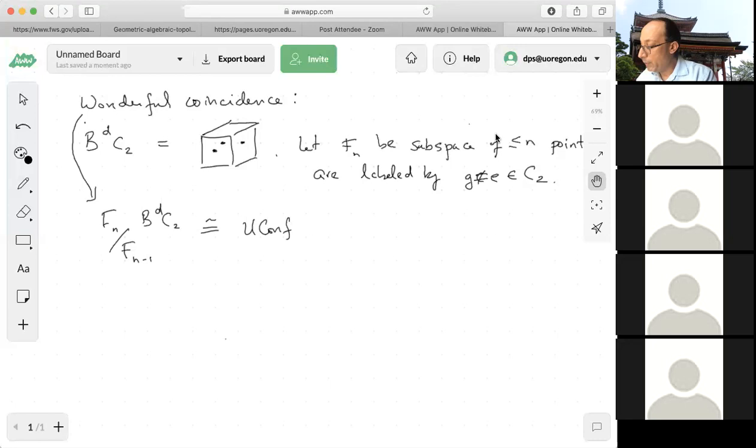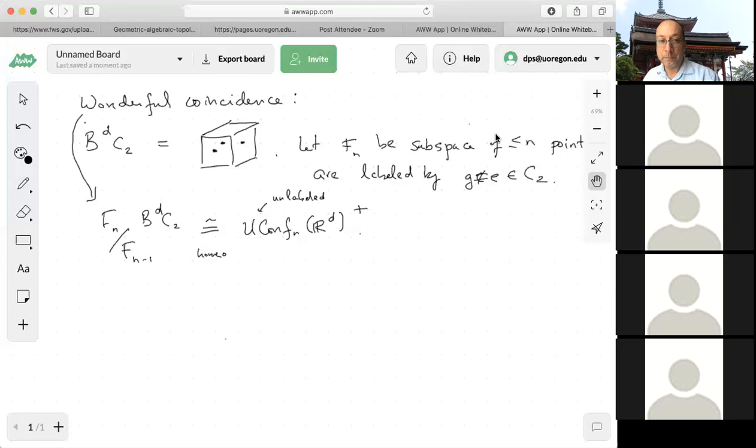Take configuration points in R^d, this means unlabeled, so quotient by the symmetric group action. And then take the one-point compactification. So I'll let everybody see, this is a homeomorphism.